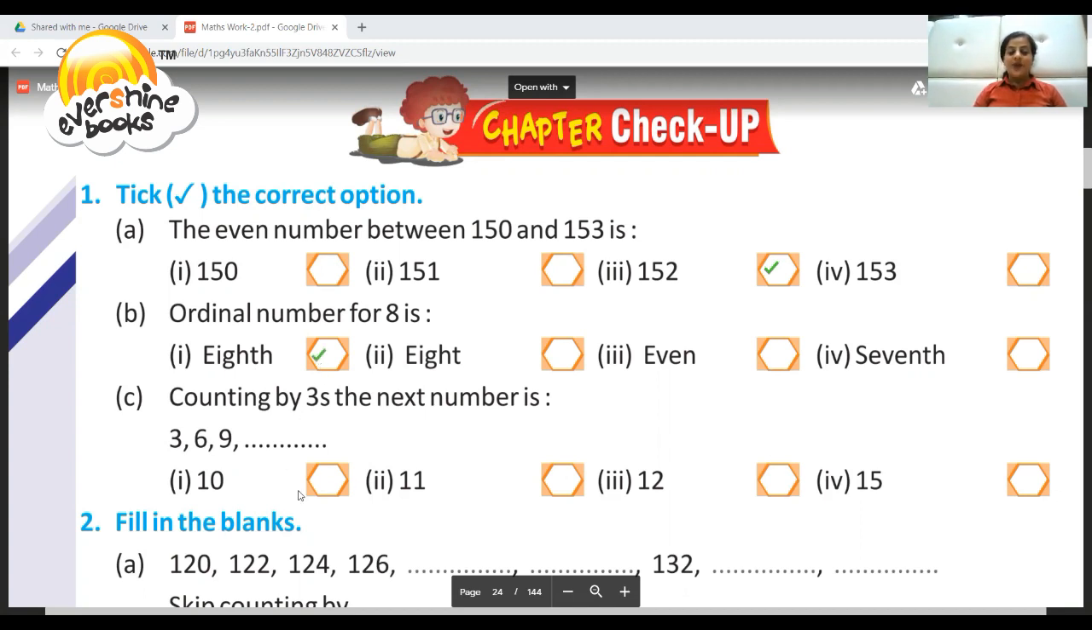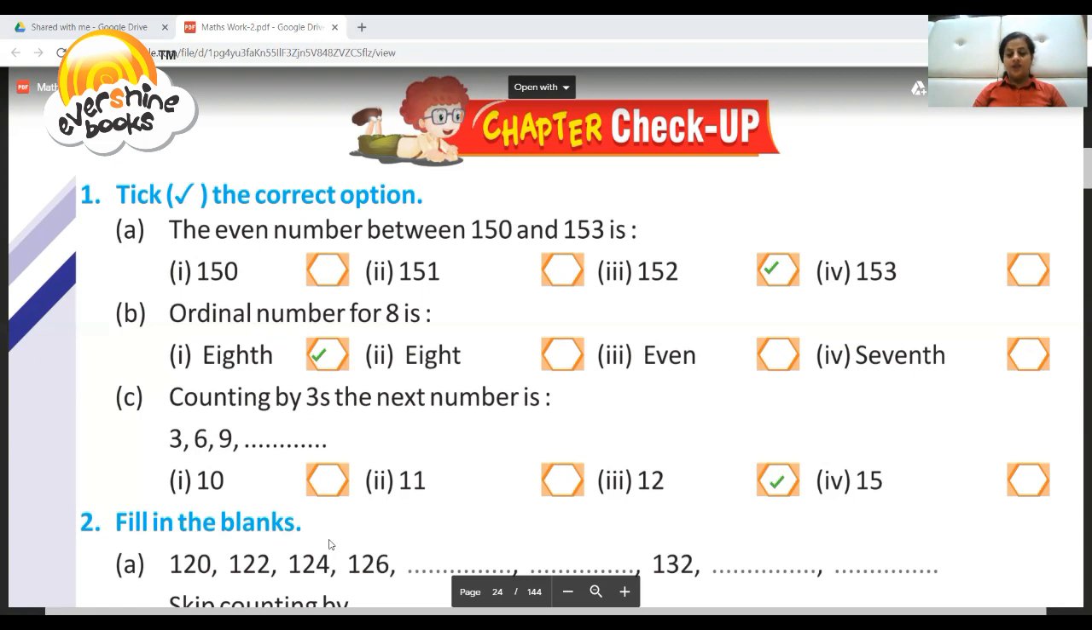Next is counting by threes. The next number is 3, 6, and 9. What will be the next number? That is 12. Yes, because we are going to skip two numbers, that is 10 and 11. And we know that 12 is the number that comes in counting by threes. Skip counting with threes. Next is fill in the blanks. In that fill in the blanks, it is skip counting only.